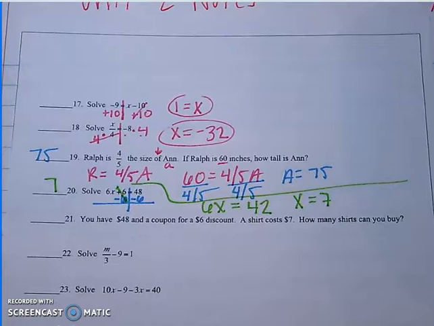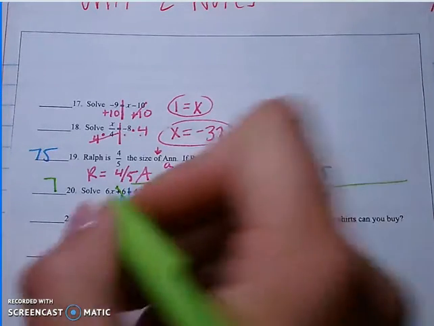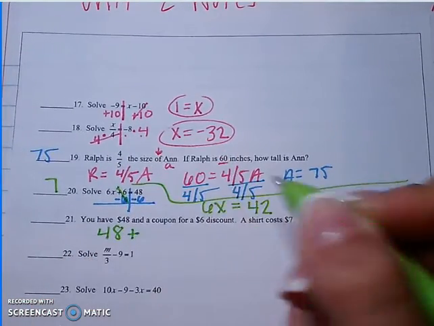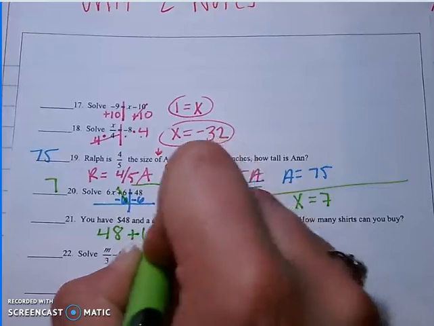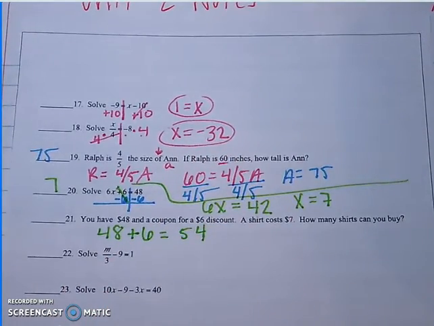All right, and 21 is a little bit weird. If you have $48 and then you've got a coupon for a $6 discount, I know when you see the word discount, you think that you got to take money away, but in this situation, it's like almost a gift card. You have like free money. So you had the $48 that you really did have, but you also have this like free money to spend. So technically, you've got $54 in your hands.